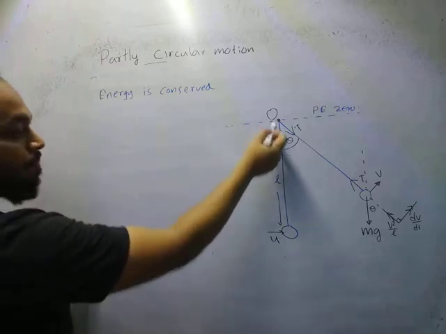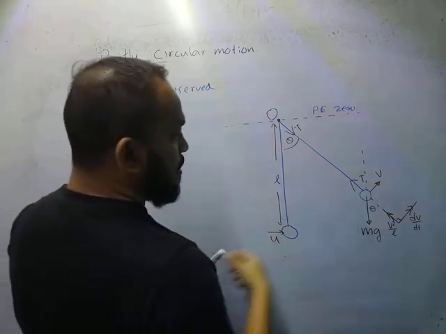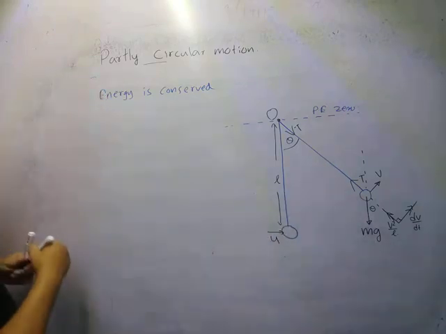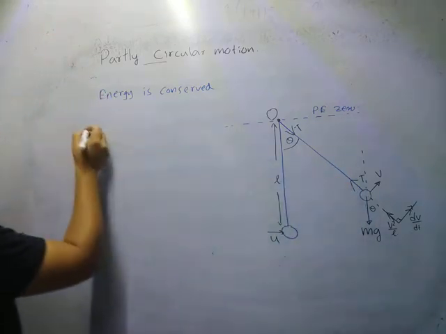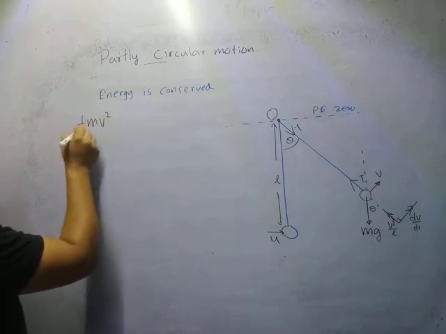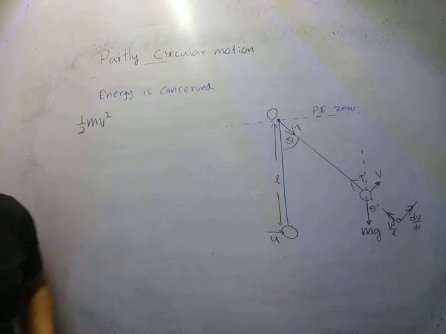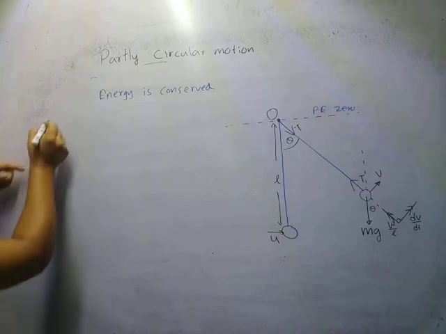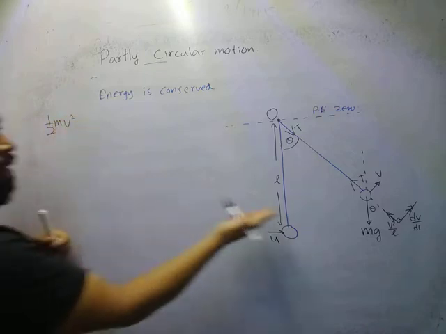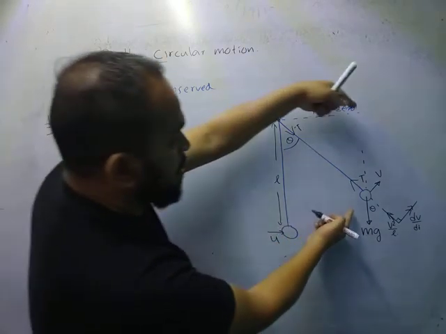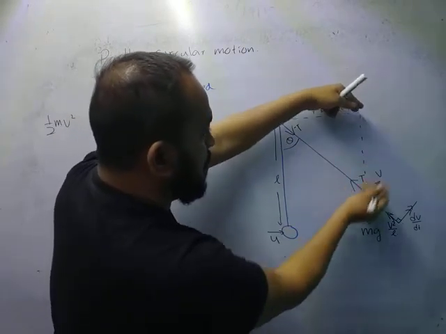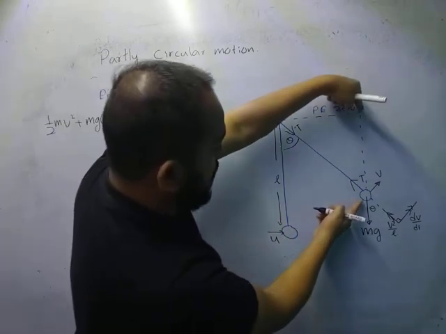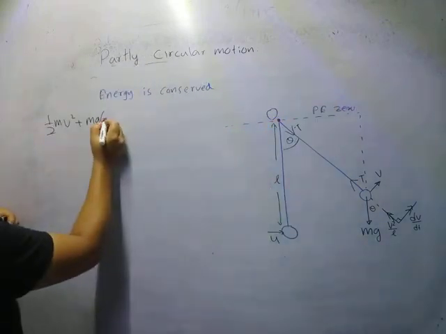So initially and finally. Let's take finally at this level. Our kinetic energy at this position would be half mv squared. Let's write it all the way here. Half mv squared at this level, plus what is the potential energy? Now it is below this level, so it should be negative mg L cos theta, negative mgL cos theta.